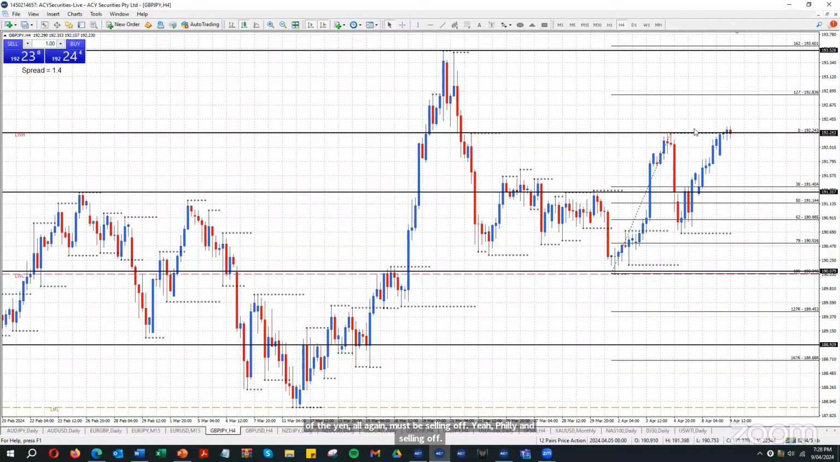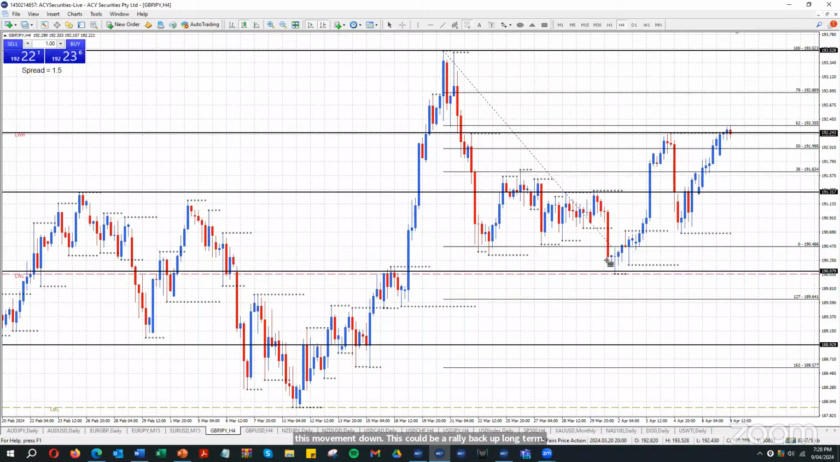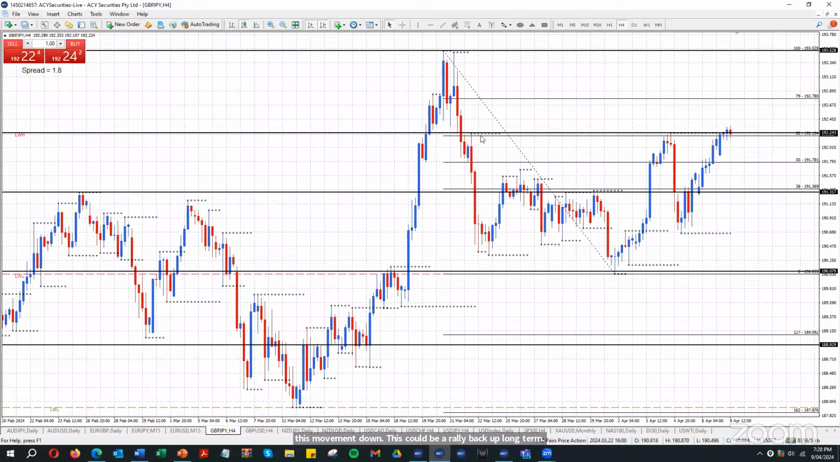All right, so the question would be, do you like that area to hold today? Whilst we can see the 4-hour swings being up there, of this movement down, this could be a rally back up long term. There's a 62% area there. There's a high here. There's a high here. Are we forming another high here? It's like a triple top along that 62% level to hold.